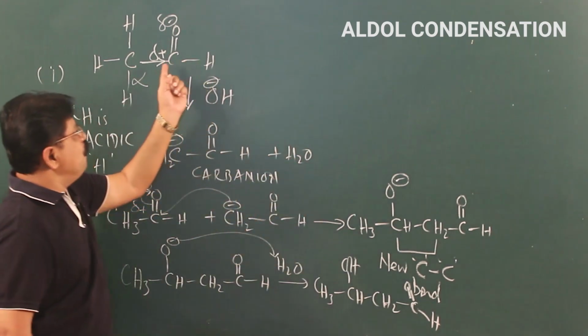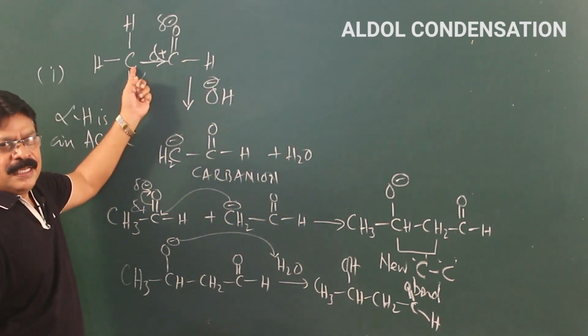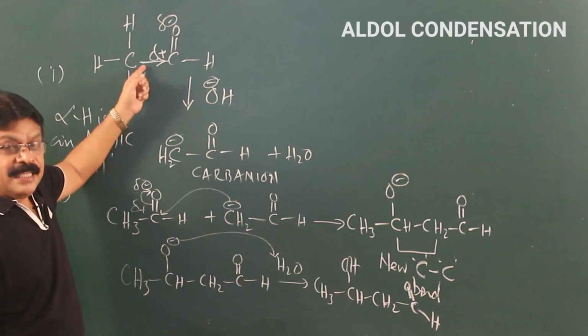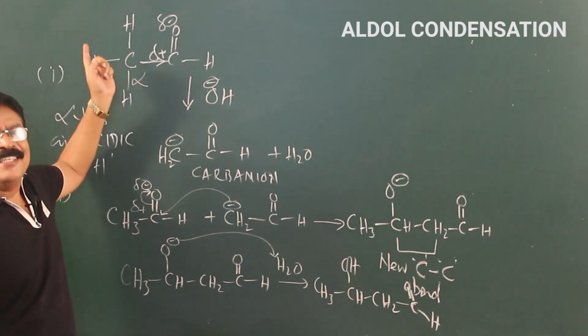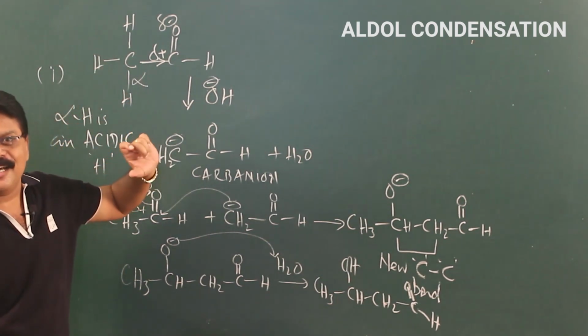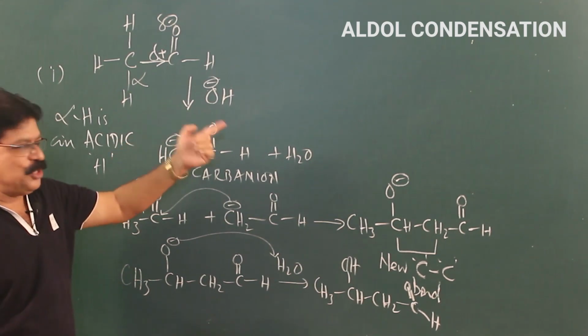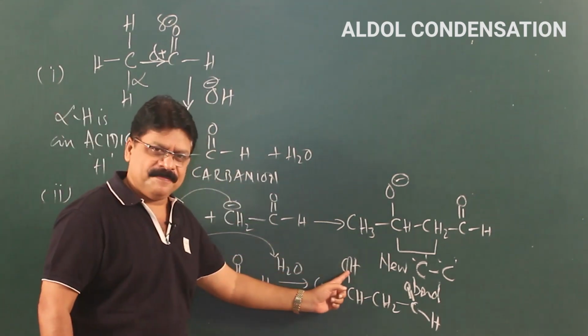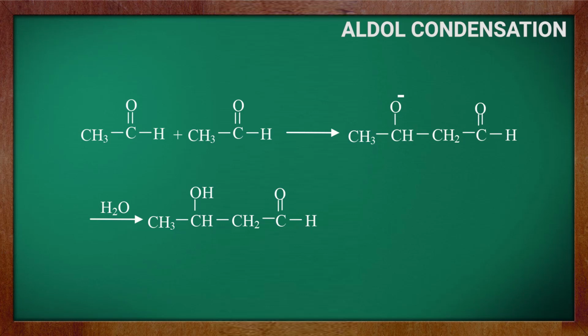So, the alpha carbon will form the new carbon-carbon bond with the second aldehyde molecule's carbonyl carbon, C double bond O, which subsequently becomes OH. With whom is the new carbon-carbon bond being formed? The first aldehyde molecule's alpha carbon with the second aldehyde molecule's oxygen-bearing carbon.